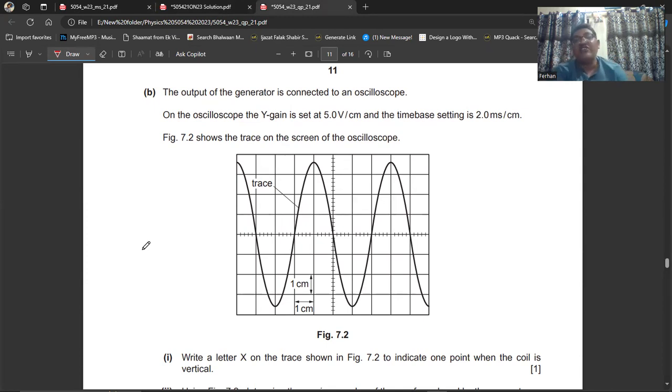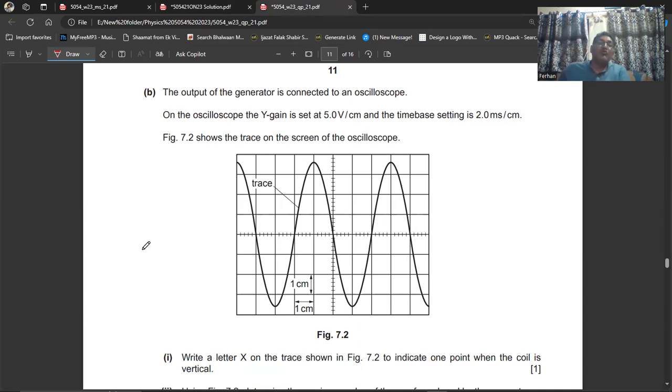You know, Y gain means the scale for the Y axis. Means on the Y axis, 1 square is representing 1 division, 1 centimeter is representing how much. So 1 centimeter on the Y axis is representing 5 volt. And the time-base setting is 2 millisecond per centimeter. That means the scale for the x-axis. On the x-axis, the time is represented, and its scale is that 1 centimeter on the horizontal axis is representing 2 milliseconds.